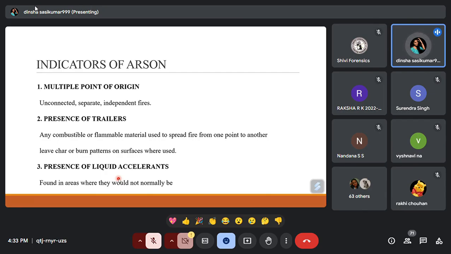The investigator can proceed with the investigation using this information as an indicator that the accelerants were introduced by another person and that this fire may be of incendiary origin. So if there is presence of liquid accelerants which can't be justified by the owners or the persons present in the room, then the investigators have to deal in detail with these kinds of evidences.